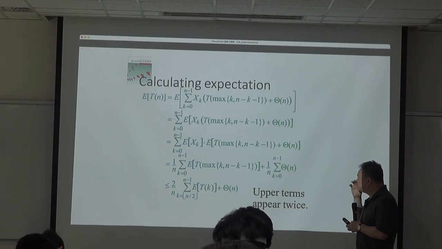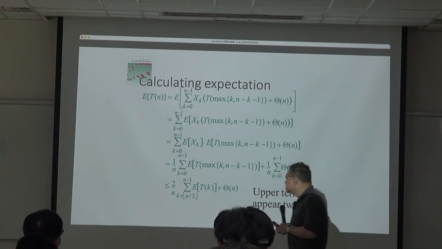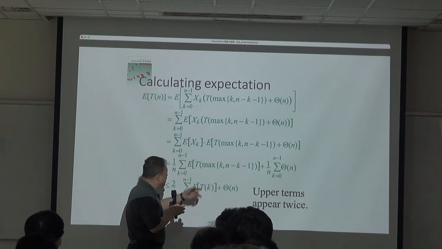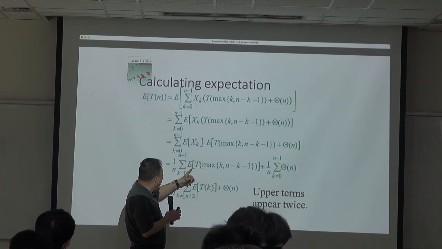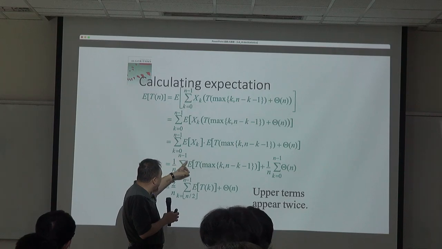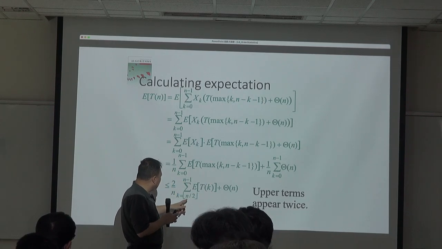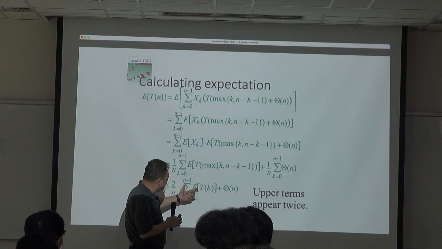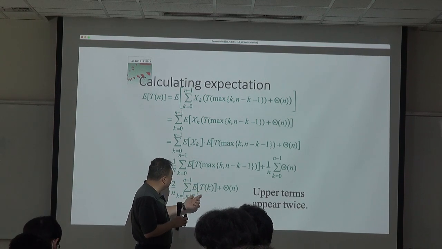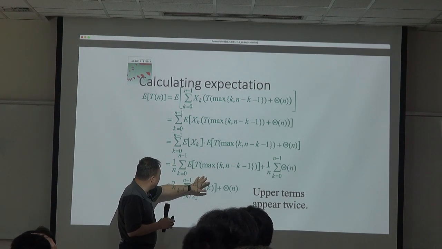And then, if you write this, because we're talking about the max of k and n minus k minus 1, with k from 0 to n minus 1, you will find that the index from roughly n divided by 2 to n minus 1, you roughly write every term twice. So you can write like this one and get that 2 out here.